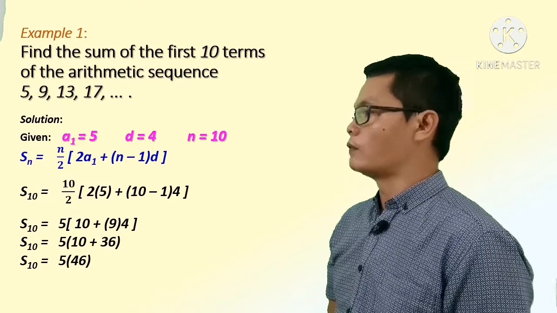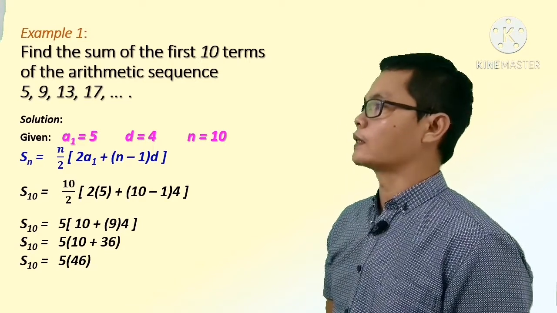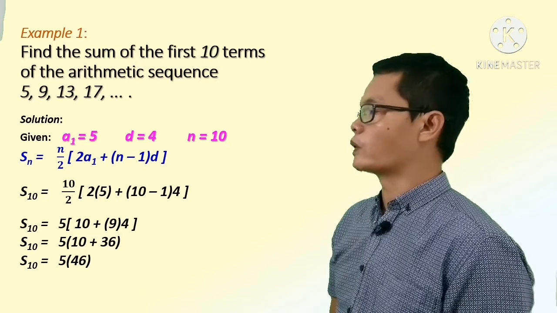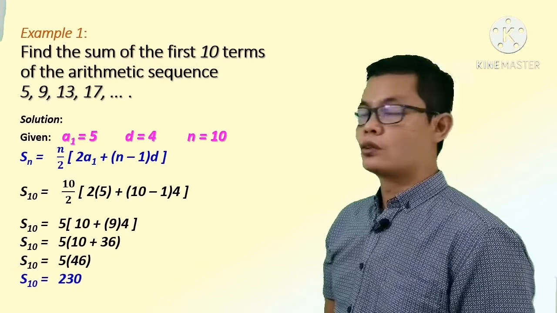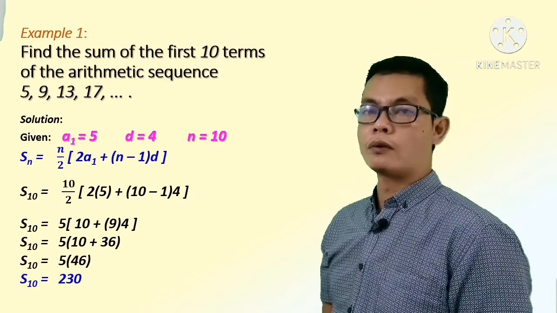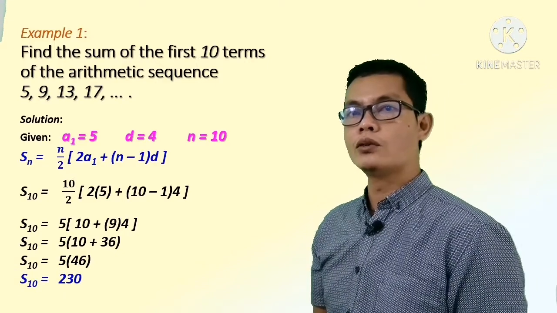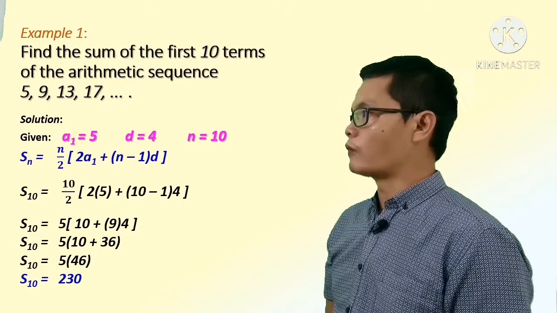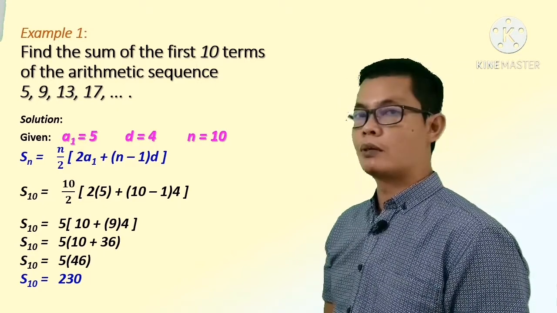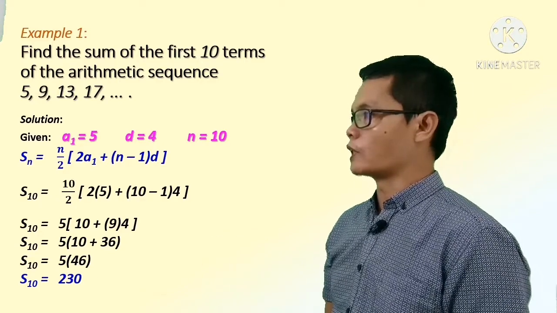So the value of S sub 10, or the sum of the first 10 terms of the arithmetic sequence 5, 9, 13, 17, is 230. If you want to check your answer, you can do so by adding the numbers 5, 9, 13, 17, and so on up to 10 terms.